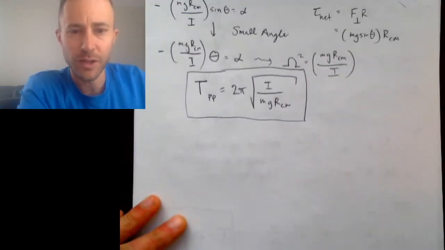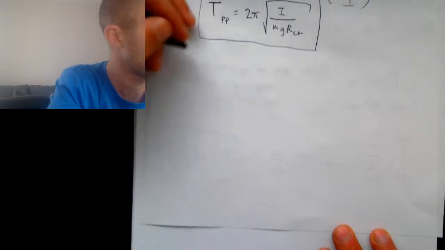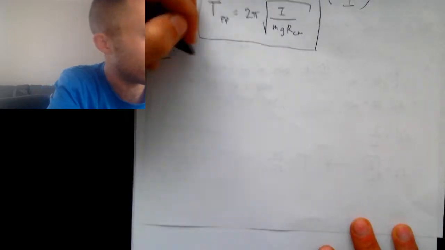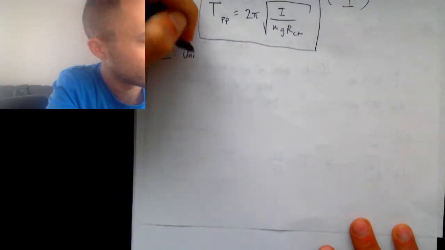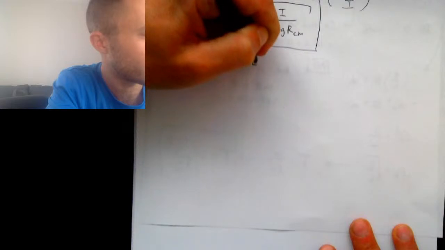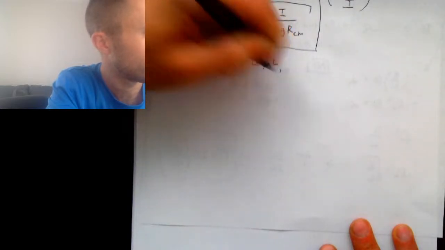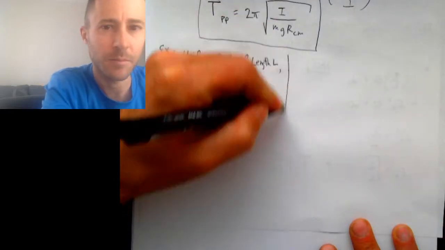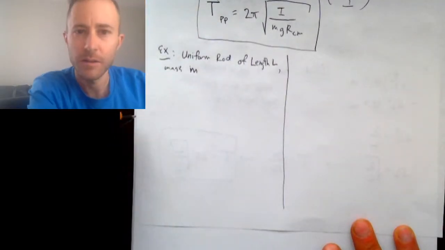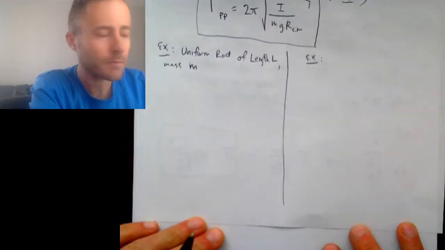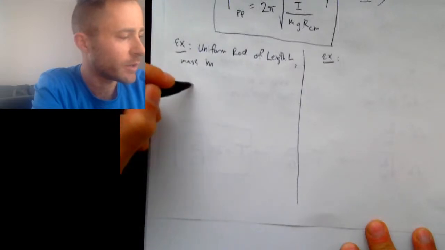Let's do 2 examples and make sure that we understand it. First example: what if we have a uniform rod of length L and mass M? I'm going to give myself some space for the next example over here. So this is what it will look like.